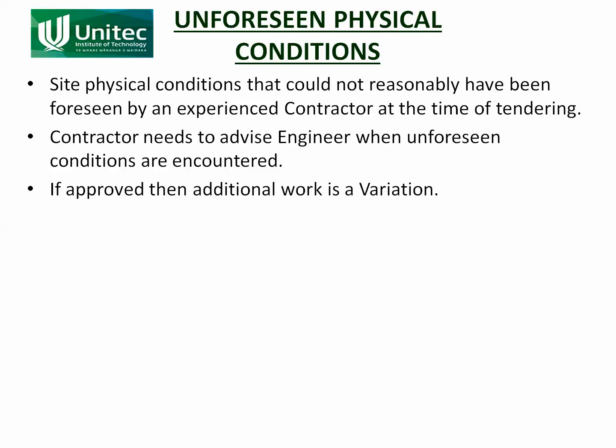So you can see that with an unforeseen physical condition, the principal is taking the risk. If they strike rock or if it rains for an exceptionally long period of time, then the principal is taking the risk and will pay the contractor any loss because of those things when they happen. When they're approved, if it is regarded as an unforeseen physical condition, then it is regarded as a variation and there are time and cost implications.